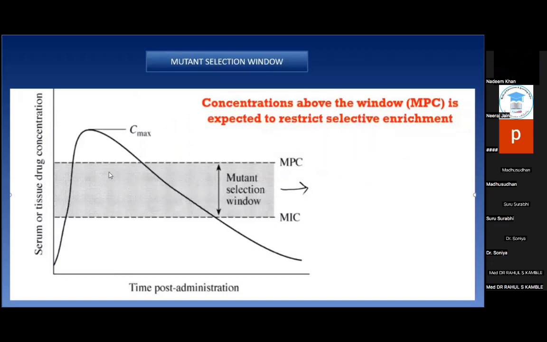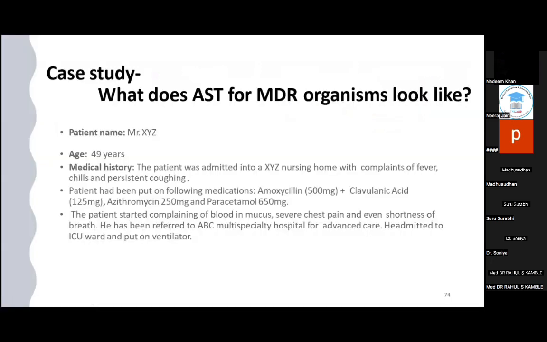Now the other thing is we have seen the MICs, and the other term is MPC, or mutant prevention concentration, or the mutation selection window. If the concentration of antibiotic in the serum is four times the MIC, then the mutant selection window is prevented. So there is no chance of any mutants arising if the concentration is more than the MIC. So we won't go into details of PKPD. We'll come back and limit to how to interpret a sensitivity report.